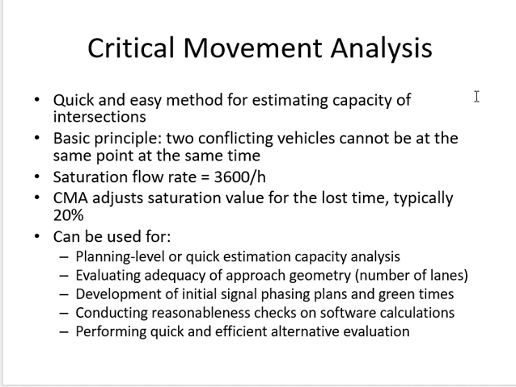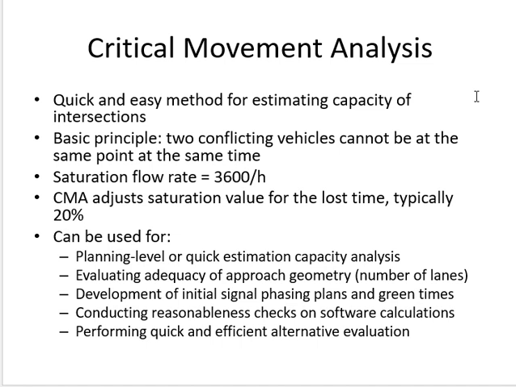The basic principles behind the analysis: the main principle is that two conflicting movements cannot be at the same time at the same point of the intersection. So if there are two movements which have to cross each other, it will happen one by one. First this one should go and then this one should go, right?